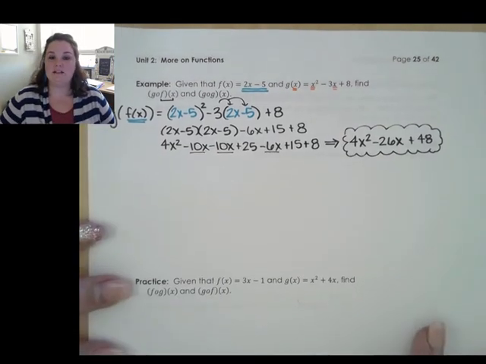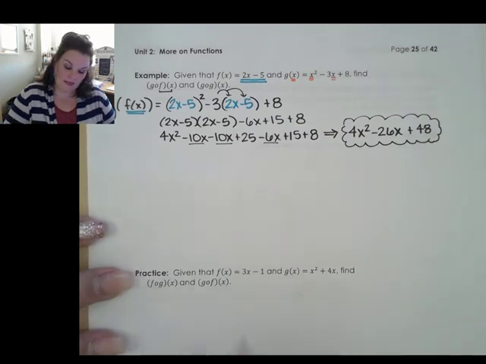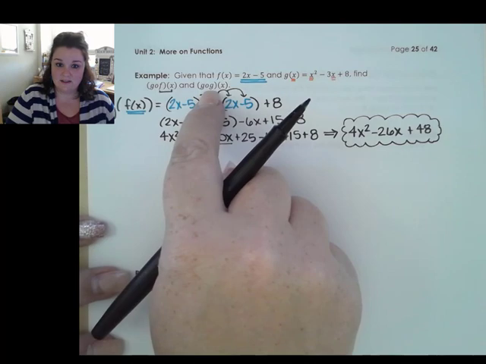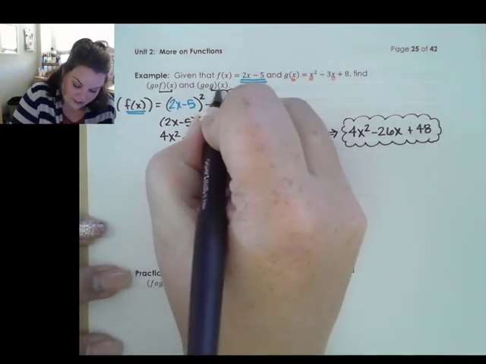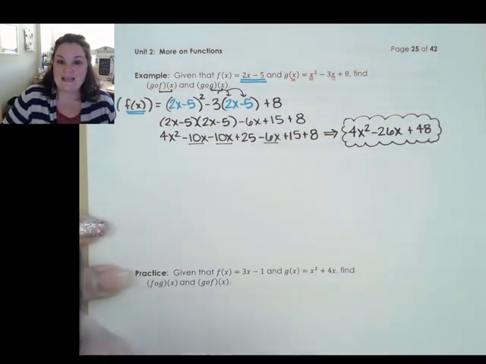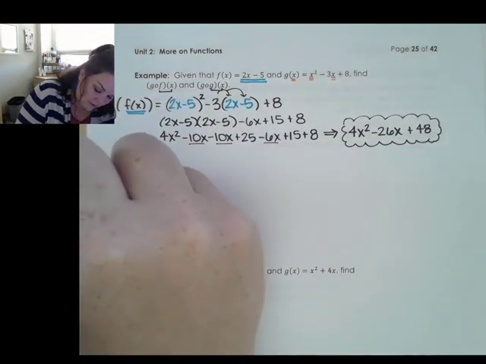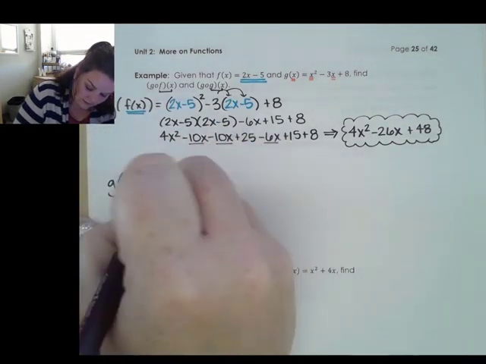Okay. All right, let's look at the next one they want us to do. The next one they want us to do is g composed of g of x. So notice here, we're taking that g of x, we're plugging it back into itself. So this one looks like g composed of g of x.